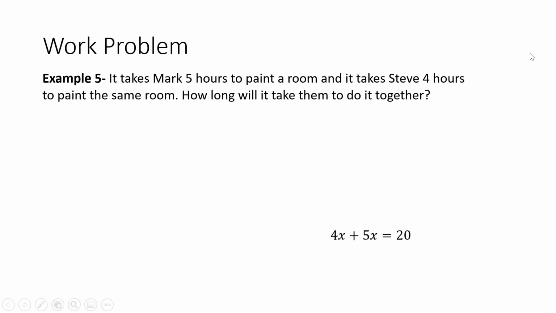The reason that this is covered so often in math courses is that there seems to be a deceivingly simple answer to these questions, but when you stop and think about what that answer is, you start to realize that there is kind of a hole in that logic. So we have a situation where Mark takes 5 hours to paint a room, and Steve takes 4 hours to paint the same room. So you might think, okay, well, it takes them 4 plus 5 hours to paint the same room together, so a total of 9 hours.